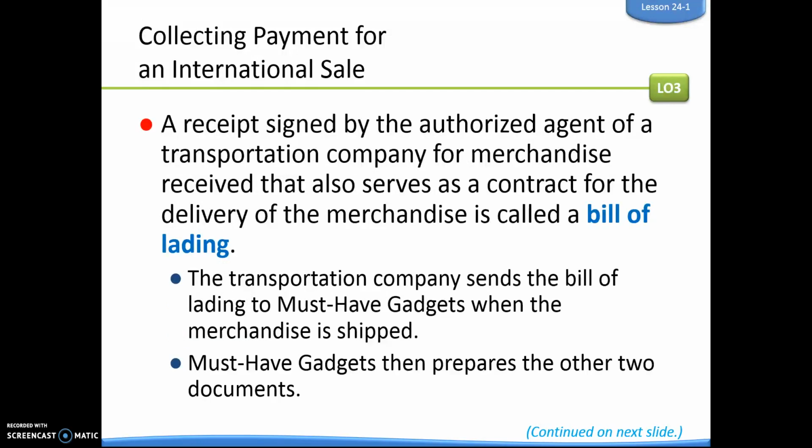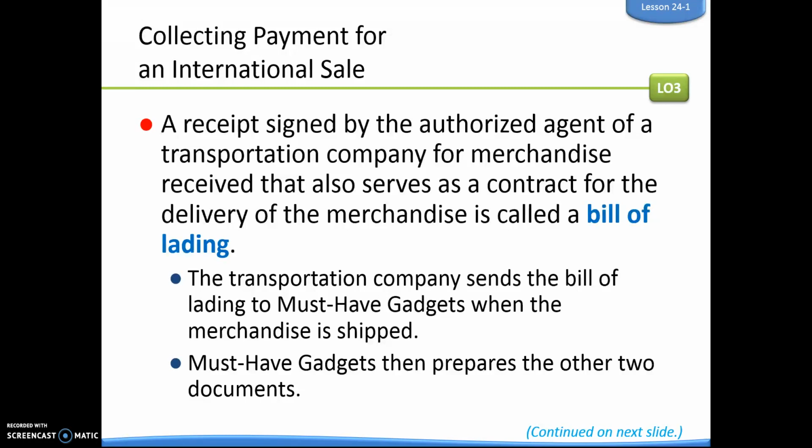So a bill of lading is technically just a receipt that's signed by an authorized agent of a transportation company. So remember that typically what's happening is that neither Must Have Gadgets nor Serrano Company is the one actually transporting the goods. They hire a transportation company to do that. So this transportation company is the authorized agent in charge of shipping this merchandise, and it also serves as a contract for delivery of that merchandise. We call that the bill of lading. So the transportation company sends the bill of lading to Must Have Gadgets when the merchandise gets shipped.